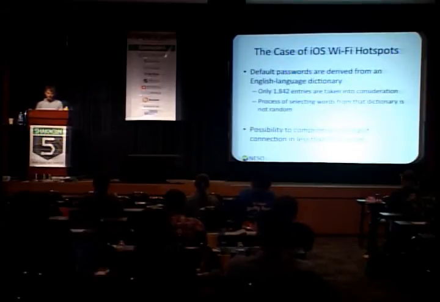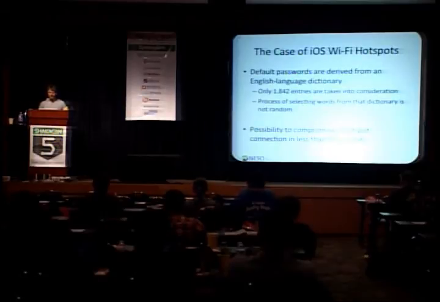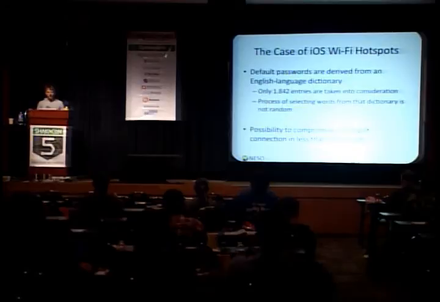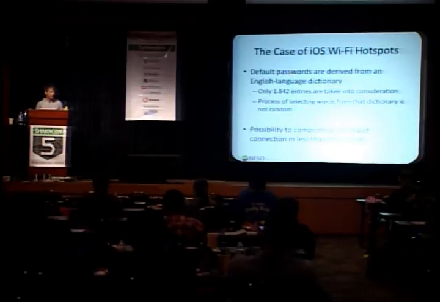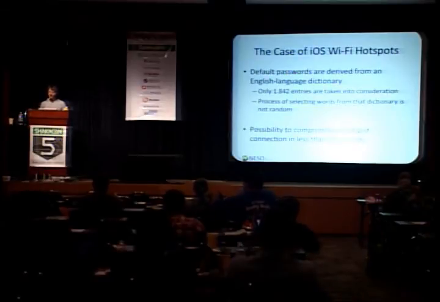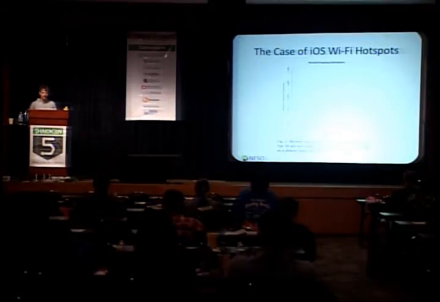In more detail, we observed that the iOS spell checking framework is used to suggest a default password. This is why default passwords are derived from an English language dictionary. But Apple made 2 more mistakes. We found out that only 1,800 entries of that dictionary are taken into consideration when choosing a default password. Compared to the number of sold iOS devices, 1,800 different passwords is quite limited, right? And in addition, the process of selecting words from that dictionary is not random at all. This results in a possibility to compromise a hotspot connection in less than 50 seconds.